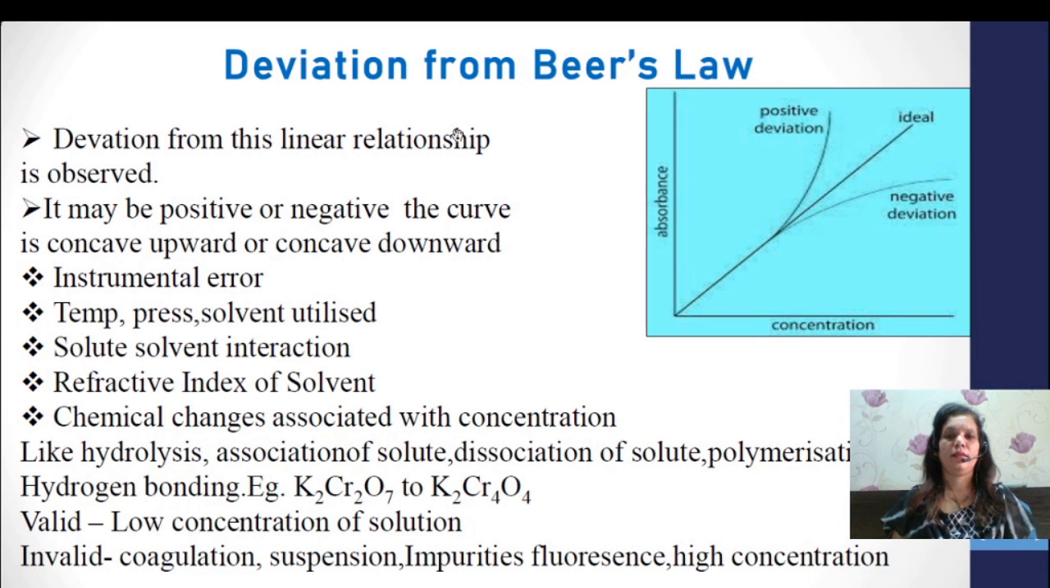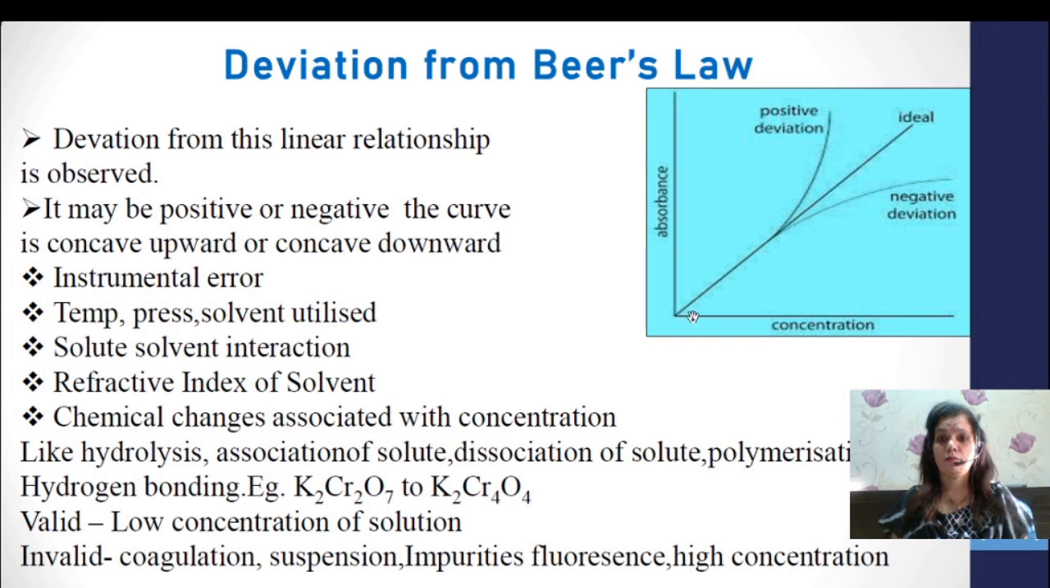Now, when I am using Beer's law for my solutions to detect absorbance, A is directly proportional to C, that is Beer's law. Absorbance is directly proportional to concentration. When I am measuring different concentrations of a colored solution, as I increase the concentration, absorbance increases. So I'll get a straight line passing through the origin, that is the ideal plot of Beer's law.